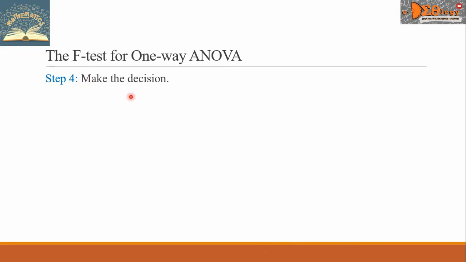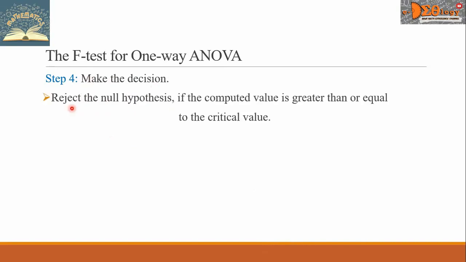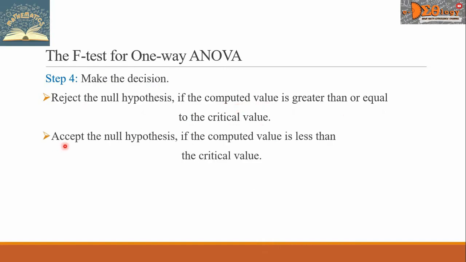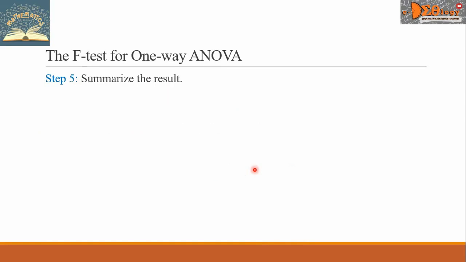Step 4. Make the decision. Reject the null hypothesis if the computed value is greater than or equal to the critical value. When we say computed value, this is the test value. Or accept the null hypothesis if the computed value or test value is less than the critical value. Step 5. Summarize the result. We write the conclusion based on step 4.